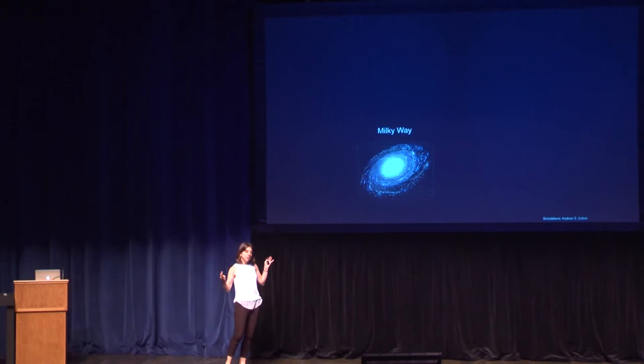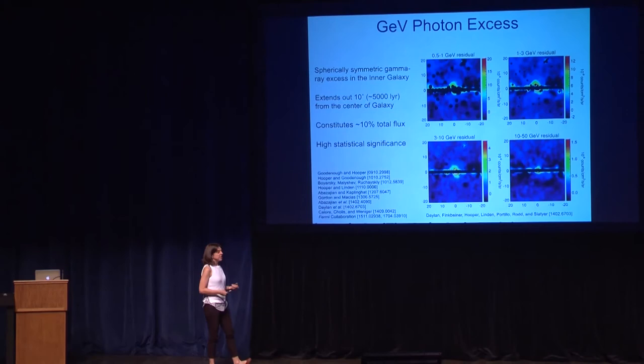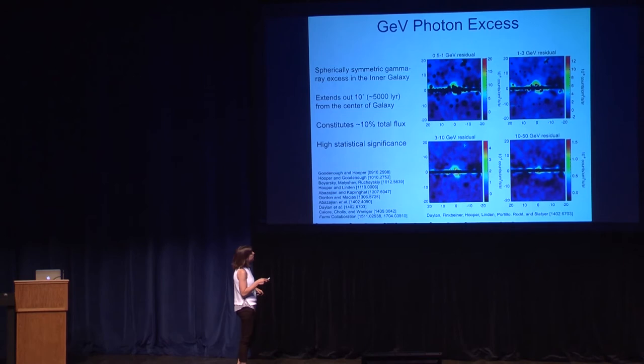So starting in our own Milky Way, the story immediately gets very interesting. In 2009 to 2010, in these papers by Hooper and Goodenough, there was the first indication that there's an excess of GeV gamma rays in the center of the galaxy. You can see that in these series of images here, each box is a different energy range, so 0.5 to 1, 1 to 3, 3 to 10, and 10 to 50. The black areas are masked out in the analysis, and you see this residual excess as this kind of bright spot in the middle.